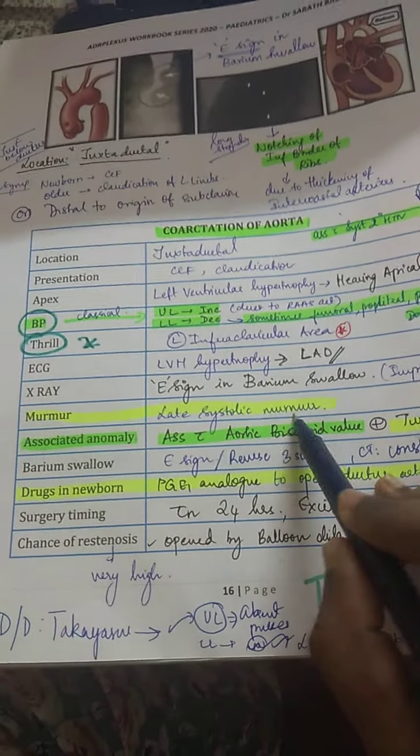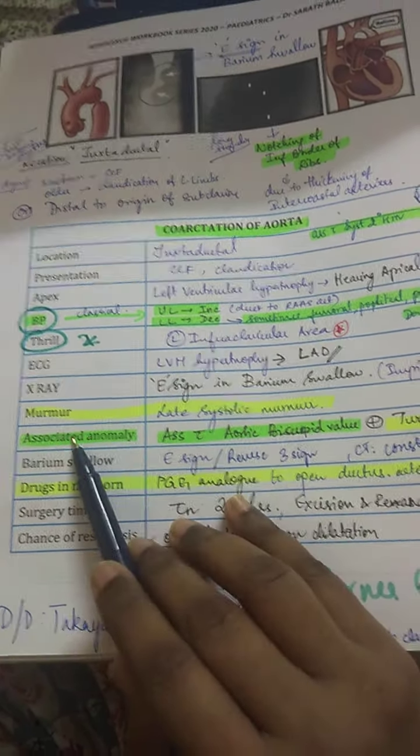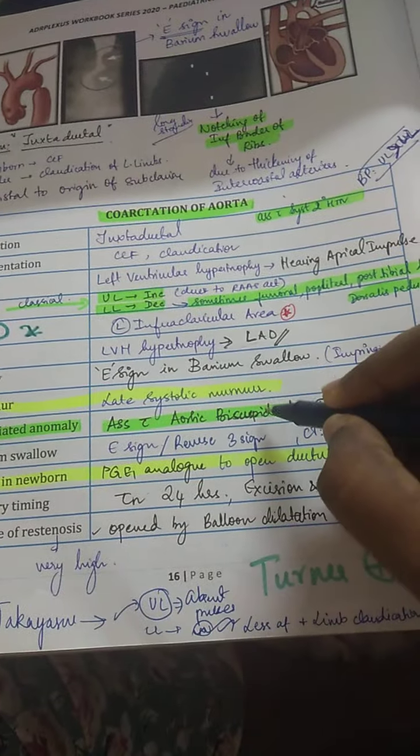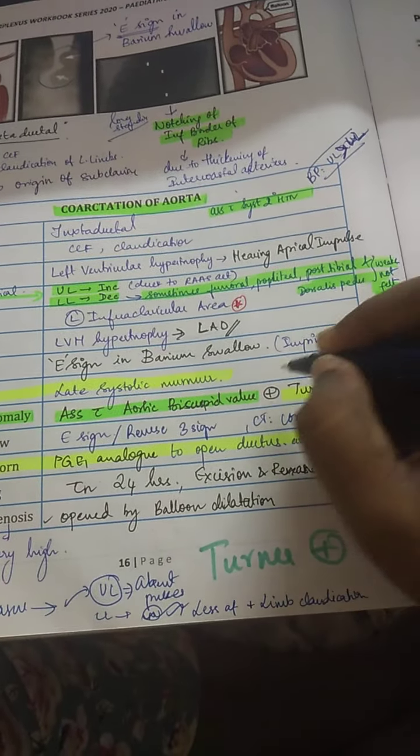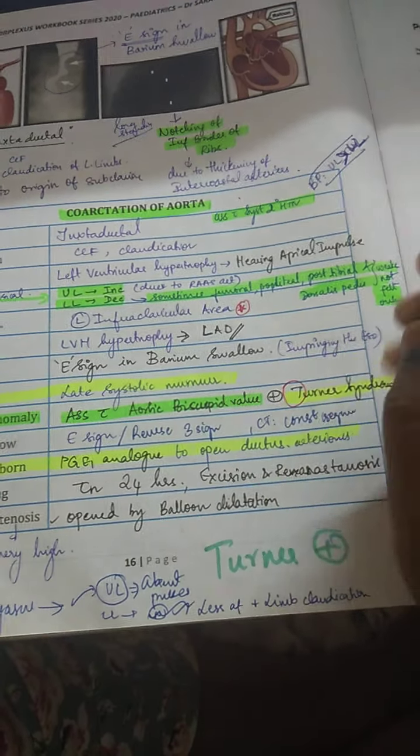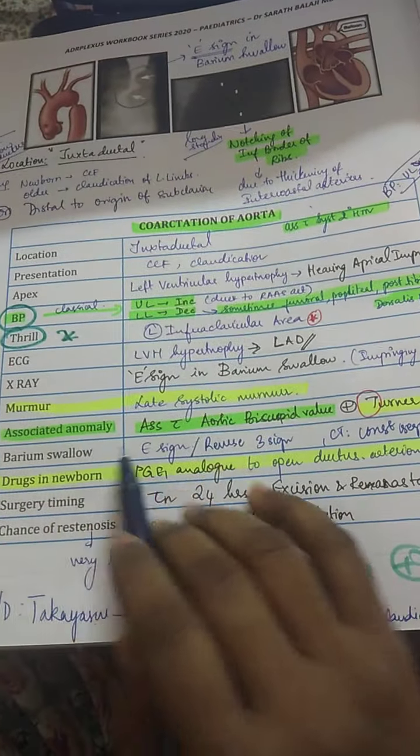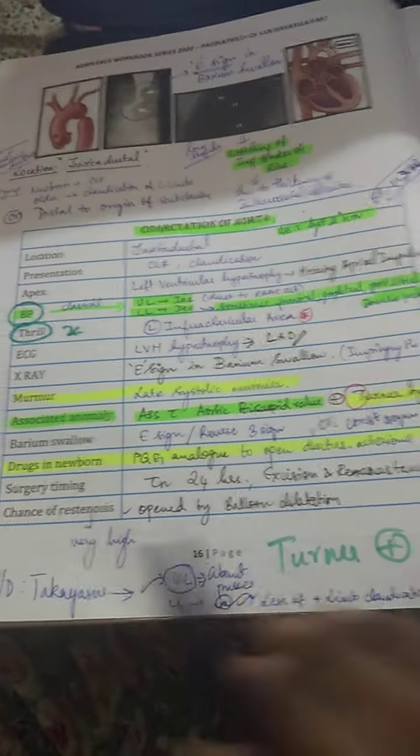Now murmur, you'll have a large systolic murmur. It's associated with bicuspid aortic valve and Turner syndrome. See, in Turner syndrome, you'll have coarctation of aorta. On barium swallow, you see E sign, reverse 3 sign and all that.